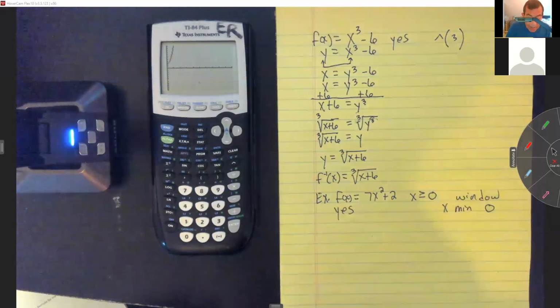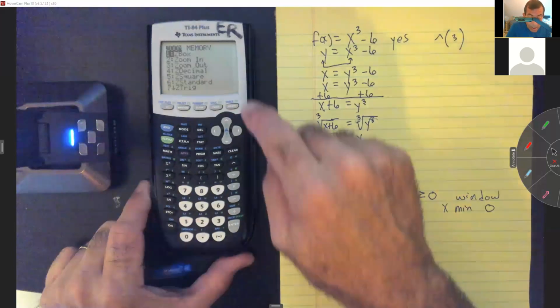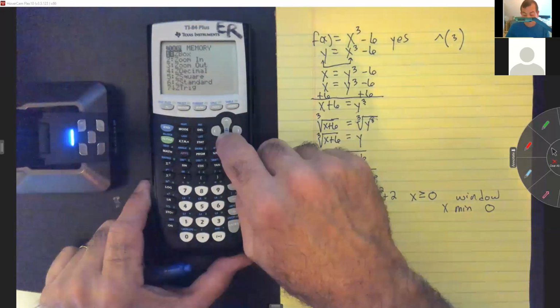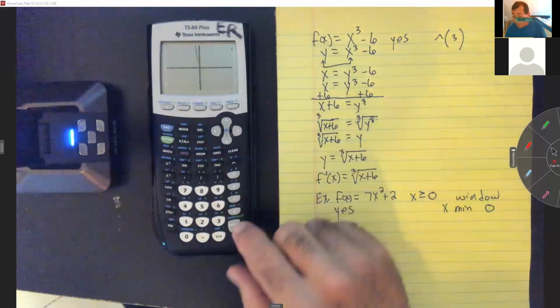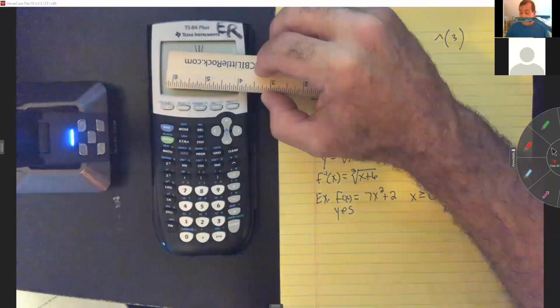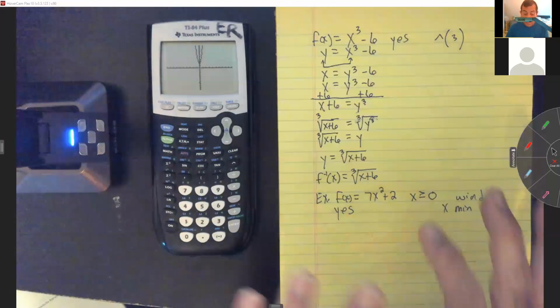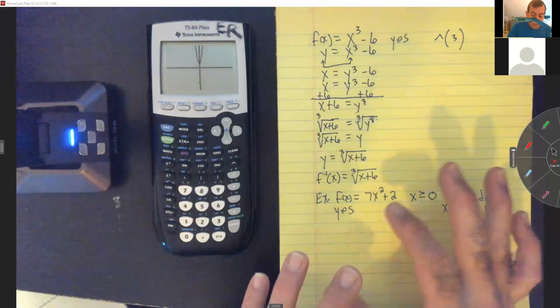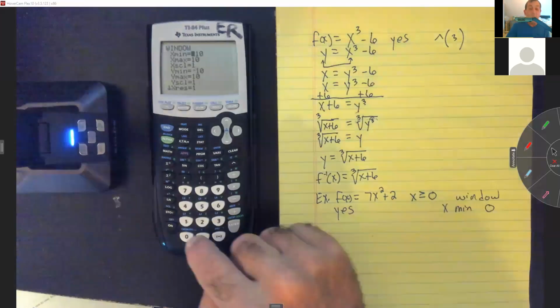So let me go back and do a standard. If you didn't fix your x's, it would have given you the whole graph. And if it gave you the whole graph, it wouldn't have been 1-to-1. So that's why they're restricting our domain, okay? So window, x minimum 0, and then graph.